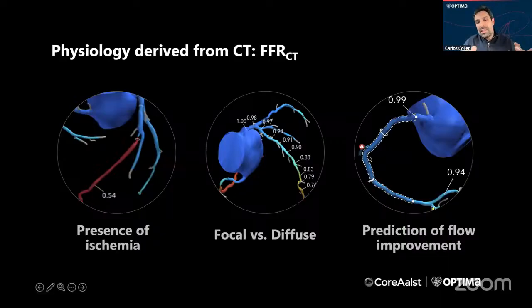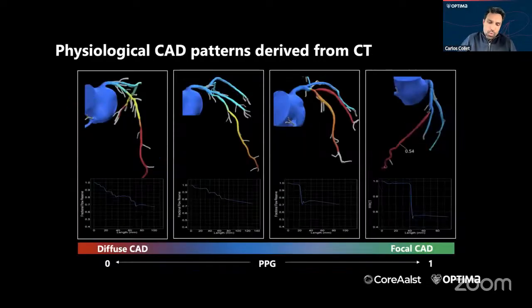With this technology, we have evolved to a place where we have something called the FFRCT planner, with which we can do virtual PCI. I will show all of this in the context of the case. I just want to emphasize that you can derive these virtual pullback curves in the same way that you can do an FFR pullback or an iFR pullback. Then you understand that the case on the right is a perfect case for PCI. The case on the left is a very bad case for PCI, because we also understood recently that we cannot increase flow with PCI in diffuse disease, but that's for another time.